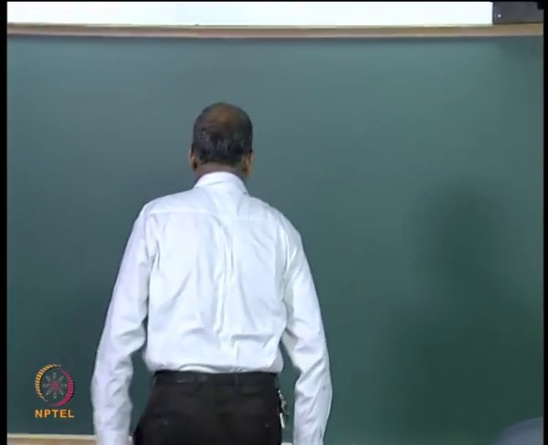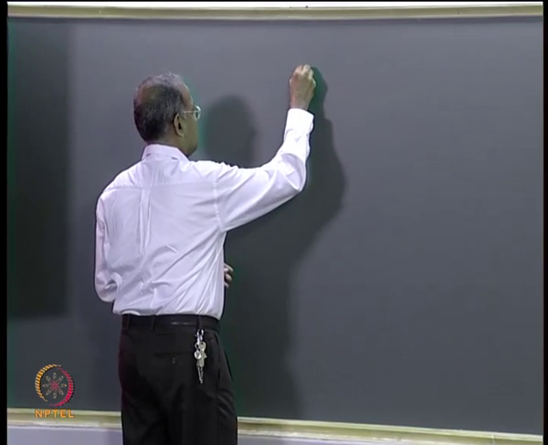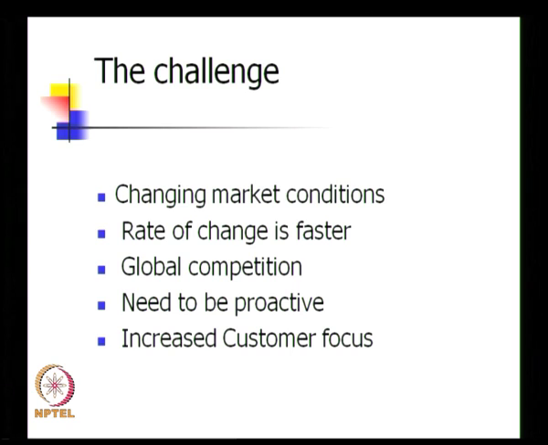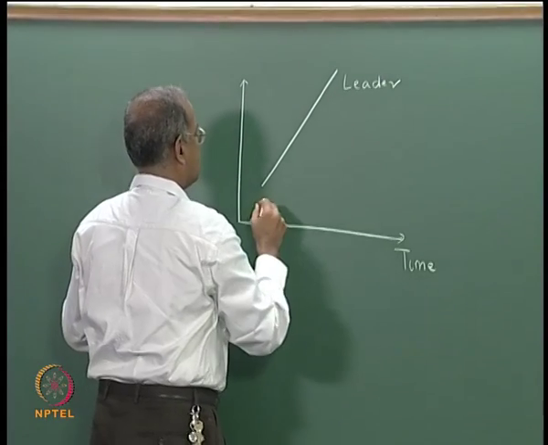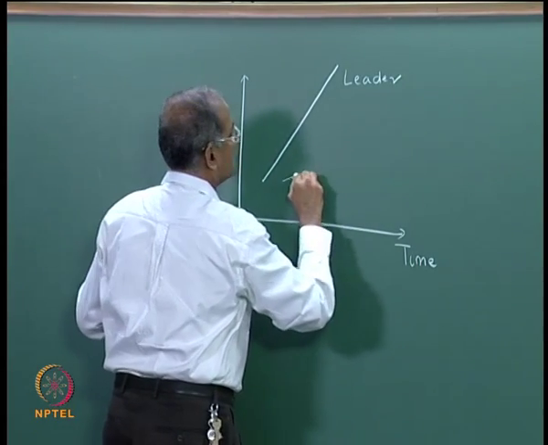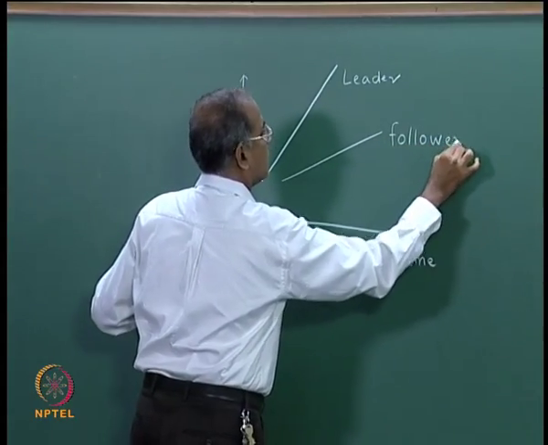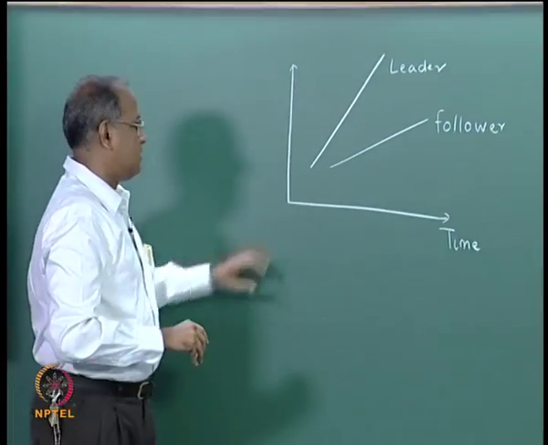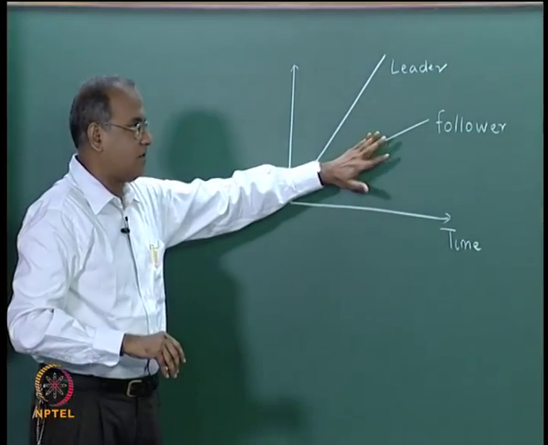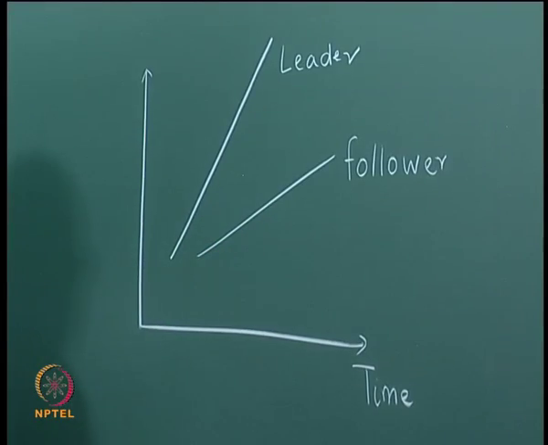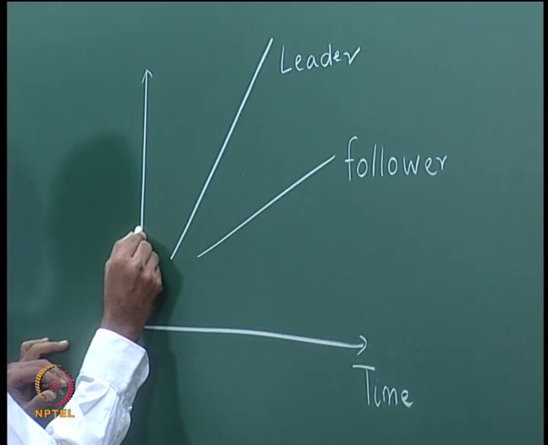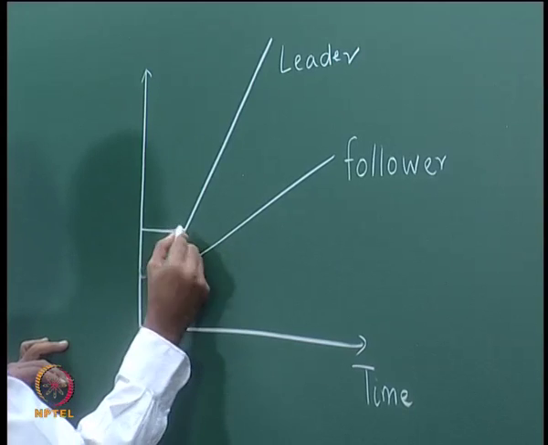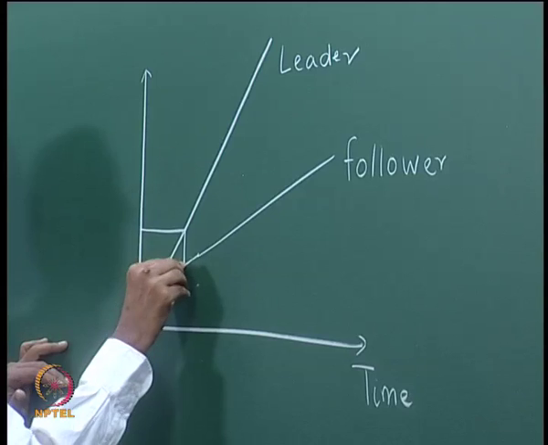So let me explain the relationship between being proactive and reactive using a graph. Now this is called the leader follower graph. This is the way the leader is moving with respect to time, and this is the way the follower is moving with respect to time. So when the follower is in a reactive mode, which means the follower looks at the leader, takes best practices and implements them, what happens is, at this point in time, the leader is here and let us say the follower is actually behind.